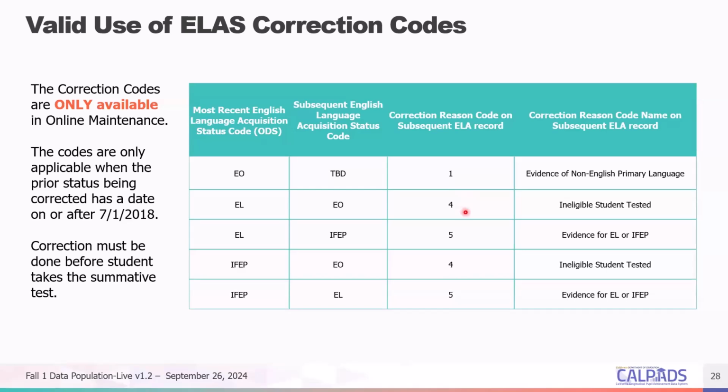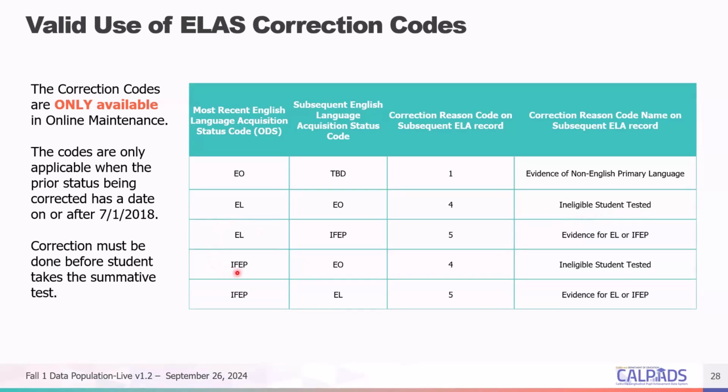Correction reason code 4 is defined or named as ineligible student tested, and correction reason code 4 should only be used in transitions from either EL or IFEP to EO. So it shows up twice on this table here. It shows up in the second row and in the fourth row. In the second row, it transitions from EL to EO, and in the fourth row, it transitions from IFEP to EO. So those are the two types of transitions for which correction reason code 4 can be appropriate. And again, if we look at the definition as ineligible student tested, that makes sense, right?